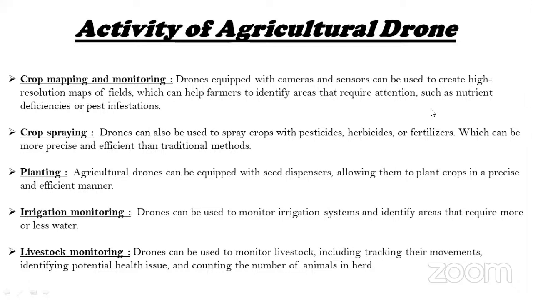Next one is planting. Agriculture drones can be equipped with a seed dispenser, allowing them to plant crops in a precise and efficient manner. Drone with seed dispenser can be used to plant crops. And next one is irrigation monitoring. Drones can be used to monitor irrigation systems and identify areas that require more or less water. Drone can be used to monitor irrigation system.